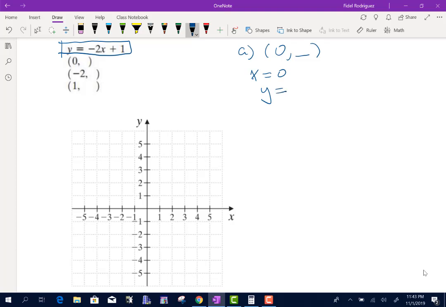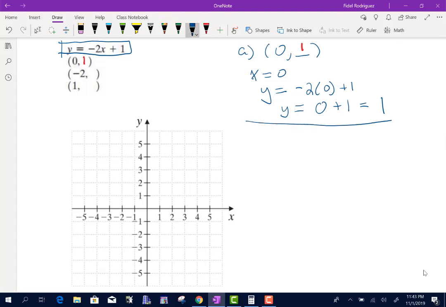So I'm going to write out y equals negative 2 times 0 plus 1. Well, negative 2 times 0 is 0. And 0 plus 1 is still 1. So that number is going to be a 1. And that number is going to be a 1.